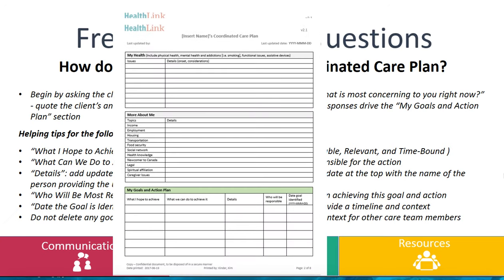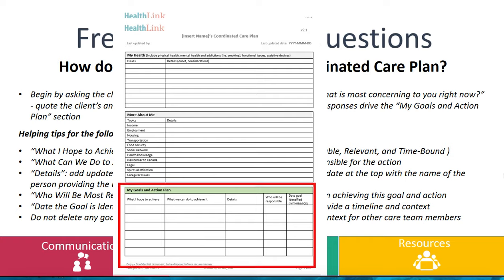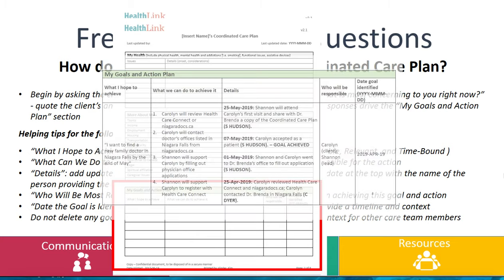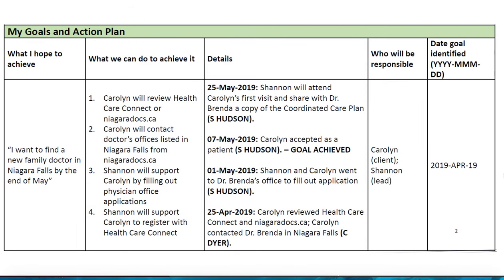So you can find the My Goals and Action Plan section on the second page of the Coordinated Care Plan at the bottom of the page. We will be going through a populated example so that you can also find it in the goal setting tip sheet on the second page. This provides an example of how a goal would be documented within a coordinated care plan. So we'll be going through each of the columns in this section of the coordinated care plan.